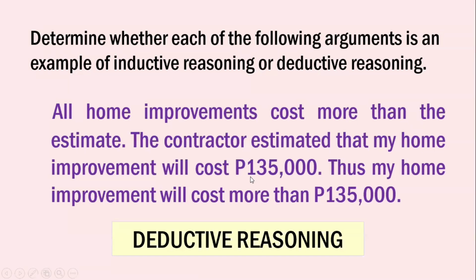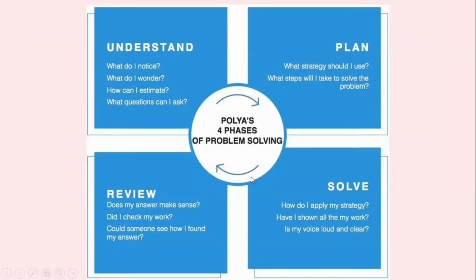So next, let's have the Polya's four phases of problem solving. So in Polya's four phases of problem solving, it's like the problem solving that we have in our elementary days, like what is given, what is asked, like that. So in this case, number one of Polya's four phases of problem solving is to understand. So in understanding, it says, what do I notice? What do I wonder? How can I estimate? What questions can I ask? So it's like what is asked.